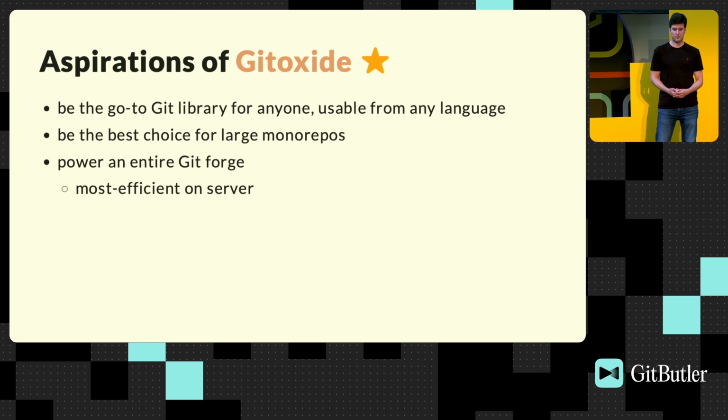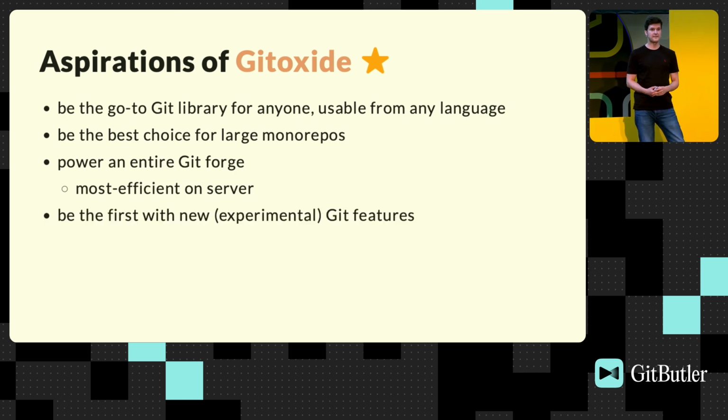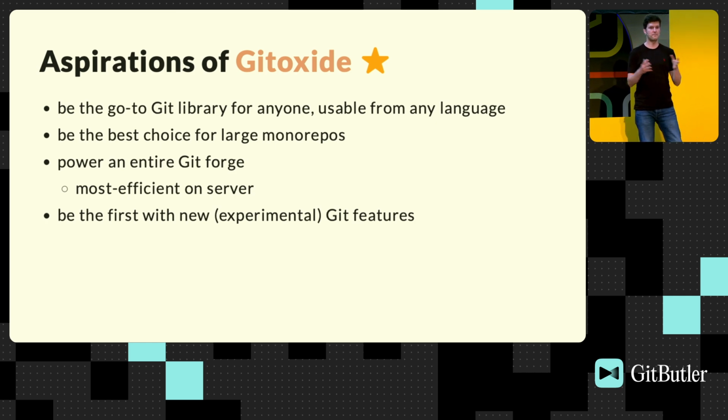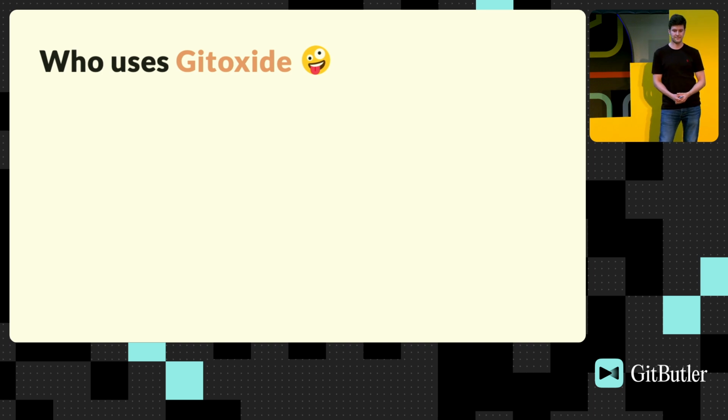So yeah, let's be more efficient on the server, save some power. And maybe Gitoxide can be the most inviting for new features for Git. So if you have some idea that you want to prototype, why not implement it in Gitoxide first, bring it to the people to try, and then once you have something concrete, you can go to the Git mothership and say, look what I built, how can we make this happen in Git itself, in Git mainline?